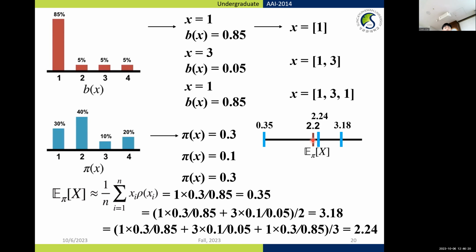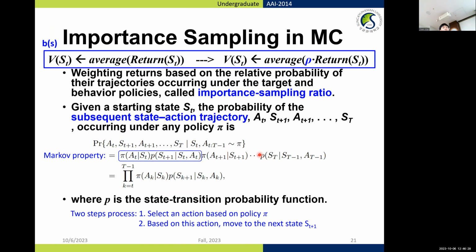Okay, so based on this knowledge, we now move to reinforcement learning in Monte Carlo methods. We use the importance sampling. Remember we have 2 policies. The first policy is the original policy, pi(s). The new policy is b(s), which is here.